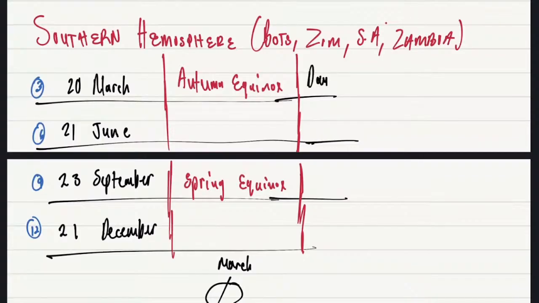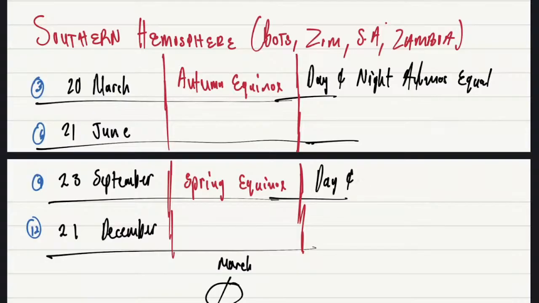So now, what happens is we have an equinox and an equinox, which means we have day and night almost equal, or equal, in March and in September. Are we together? Did you understand that?